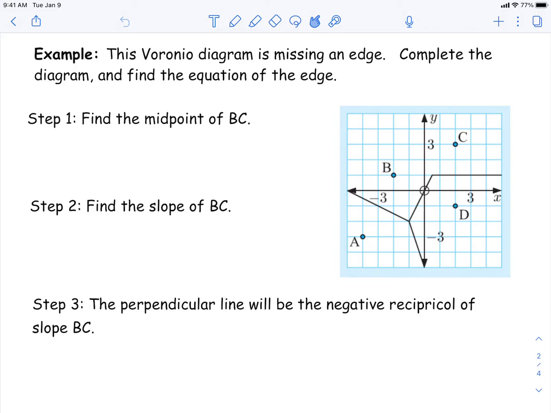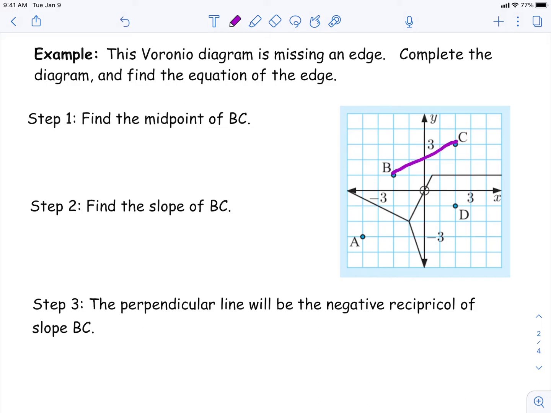Here's an example of a Voronoi diagram, and it's missing an edge. We want to complete this diagram and find the equation of the edge. So step one, we want to find the midpoint of BC. So I'm going to go ahead and draw this line segment from B to C.